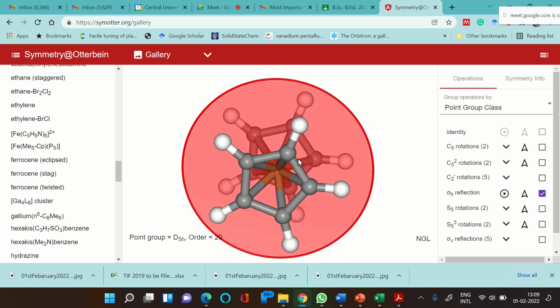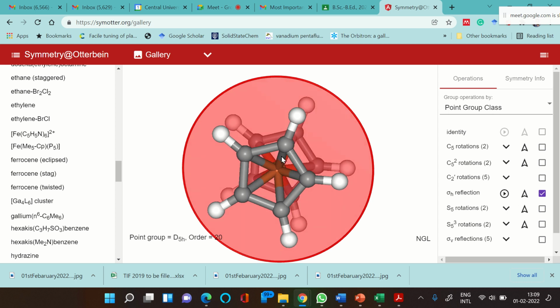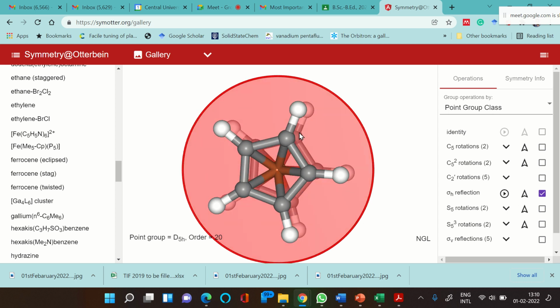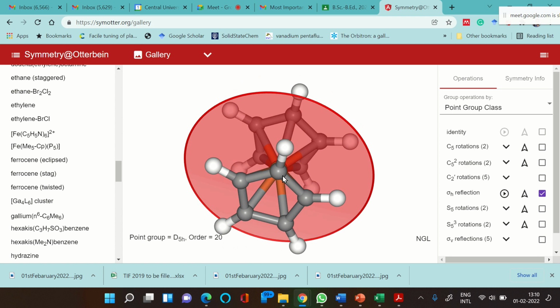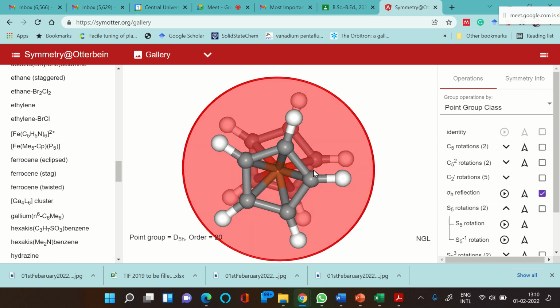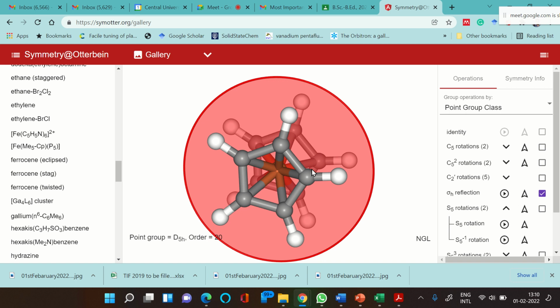Now performing a reflection gives you a structure that looks unchanged, its appearance is indistinguishable from the previous one, so that is also an operation individually. So a combination of these two will also be a symmetry operation. When we combine C5 and σ, the combination is S5, so S5 is definitely a combination.